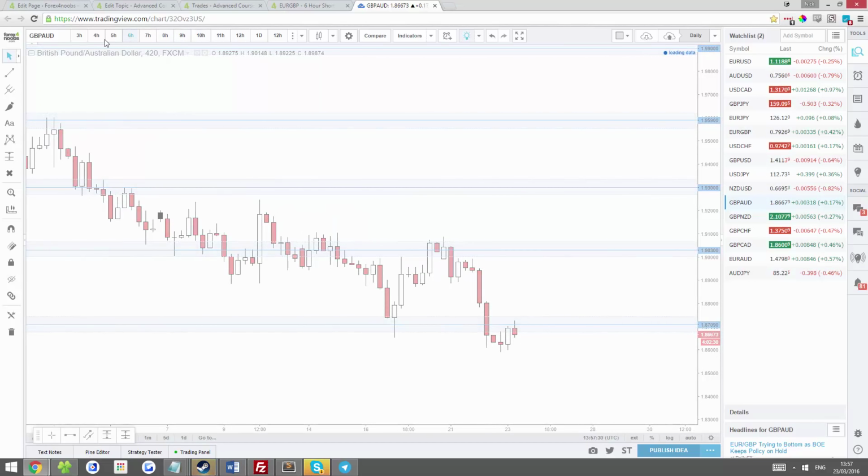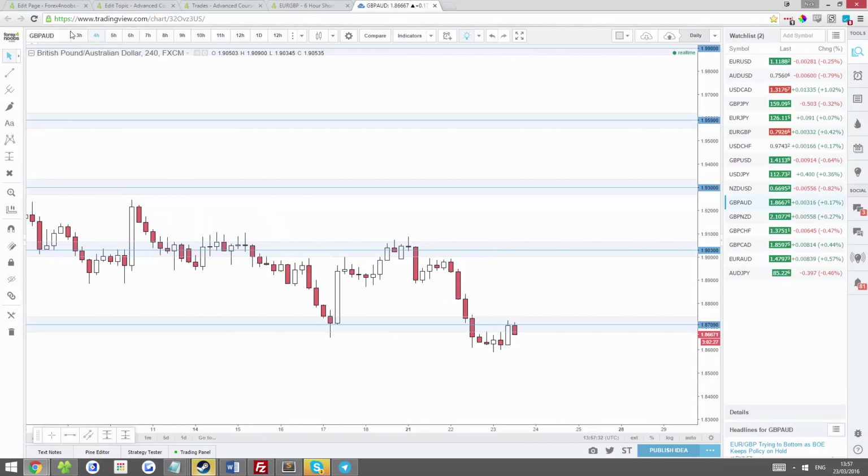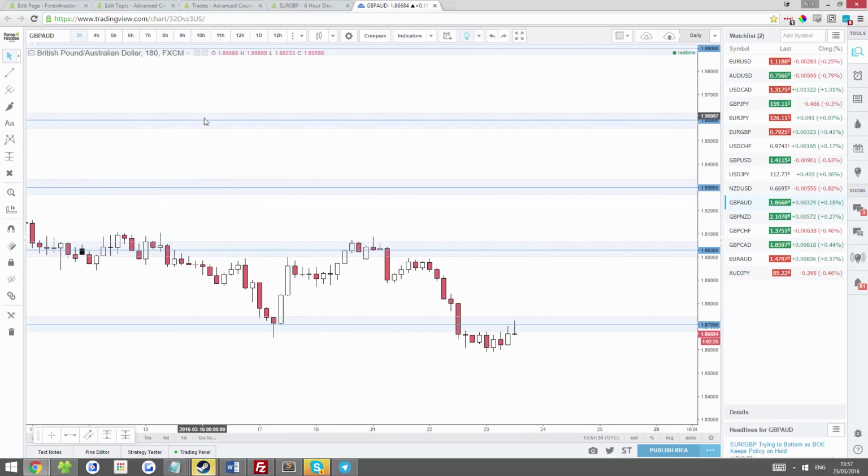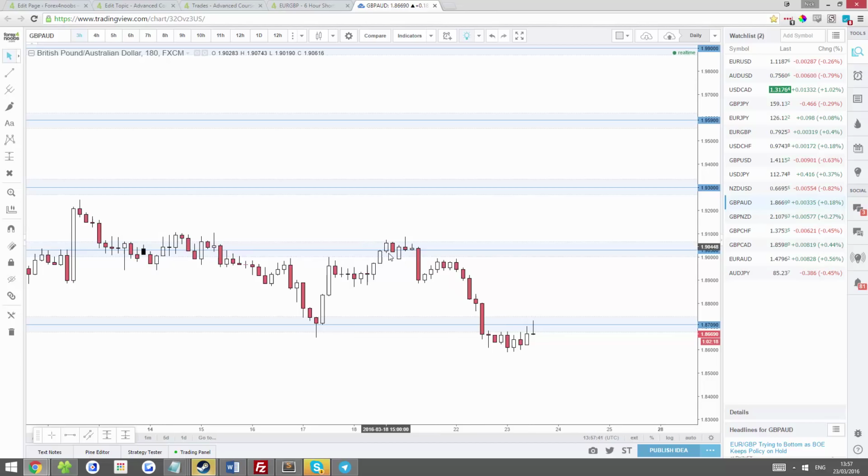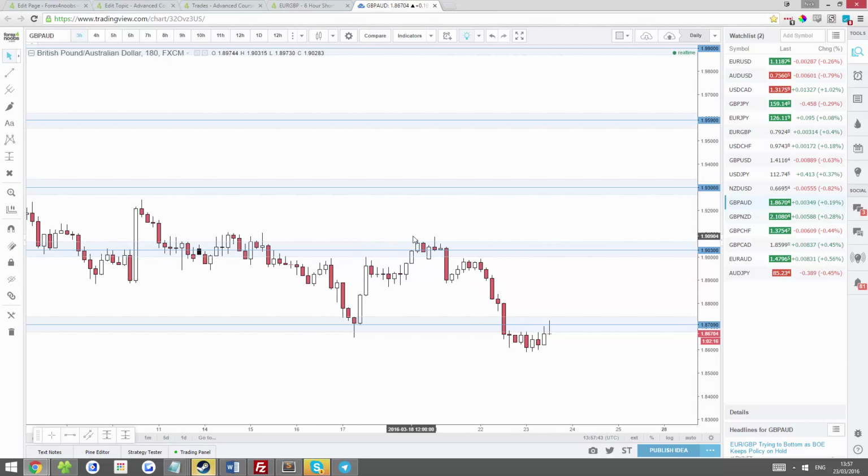Something to keep an eye on though, if you're interested. Maybe your rules are slightly different to mine, and maybe you're willing to take slightly riskier trades, so you might want to enter.